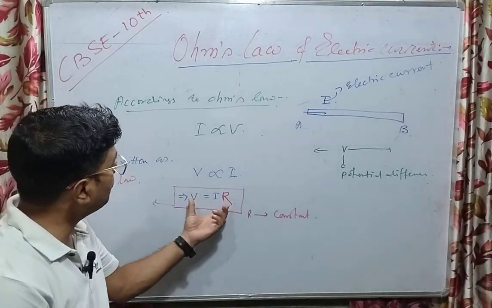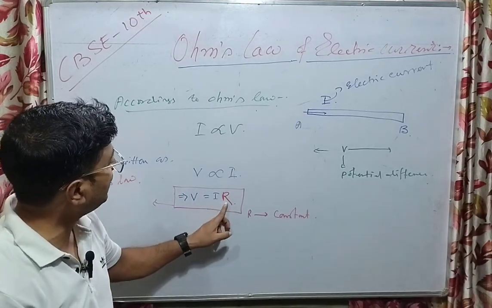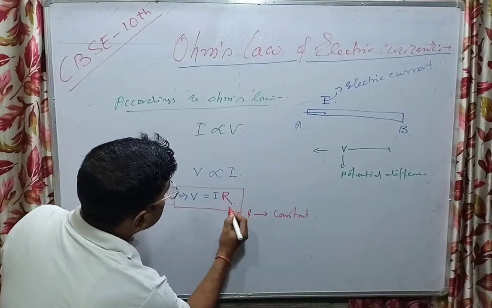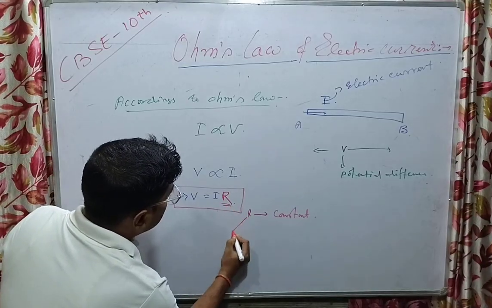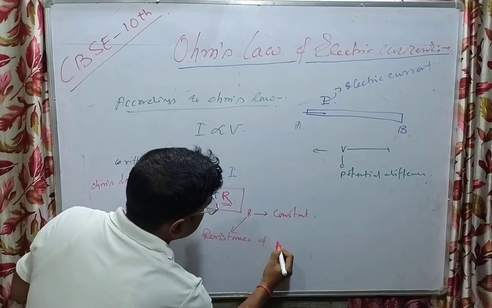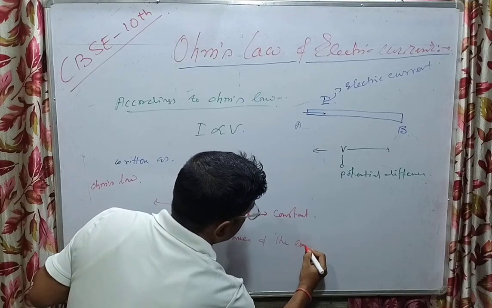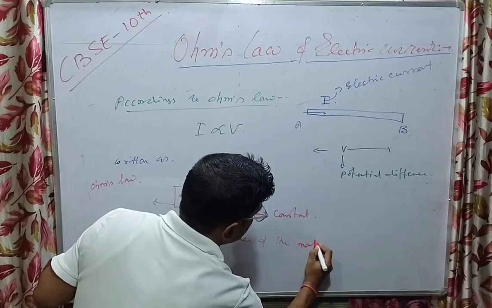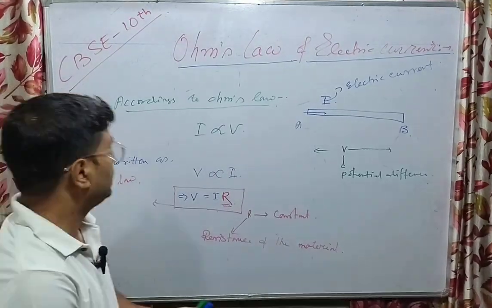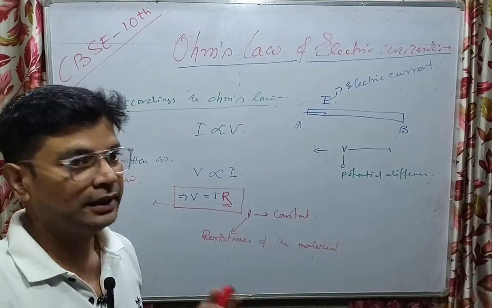Of these three terms, potential difference, current, and resistance, R is the resistance of the conductor or material. Now, here is another question. What is resistance?